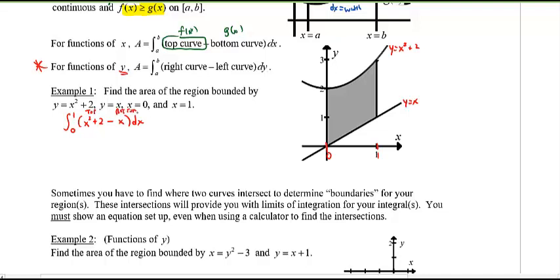Good. And then we can quickly do this by hand. X cubed over 3 plus 2x minus x squared over 2. And then we'll evaluate this from 0 to 1. I love plugging in 0. You know that already.